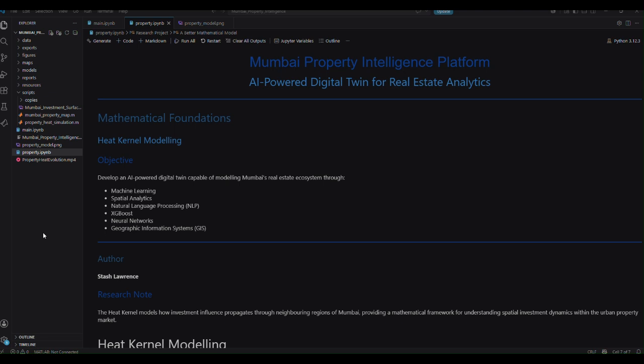Welcome to this video, where we're discussing how you can use certain mathematical formulations to understand the real estate market in a complicated city such as Mumbai or any other Indian city for that matter. We're going to use a couple of tools in this video. We're going to develop an AI-powered digital twin capable of modeling Mumbai's real estate ecosystem, and we're going to use tools such as machine learning, spatial analytics, XGBoost, neural networks, and geographic information systems.